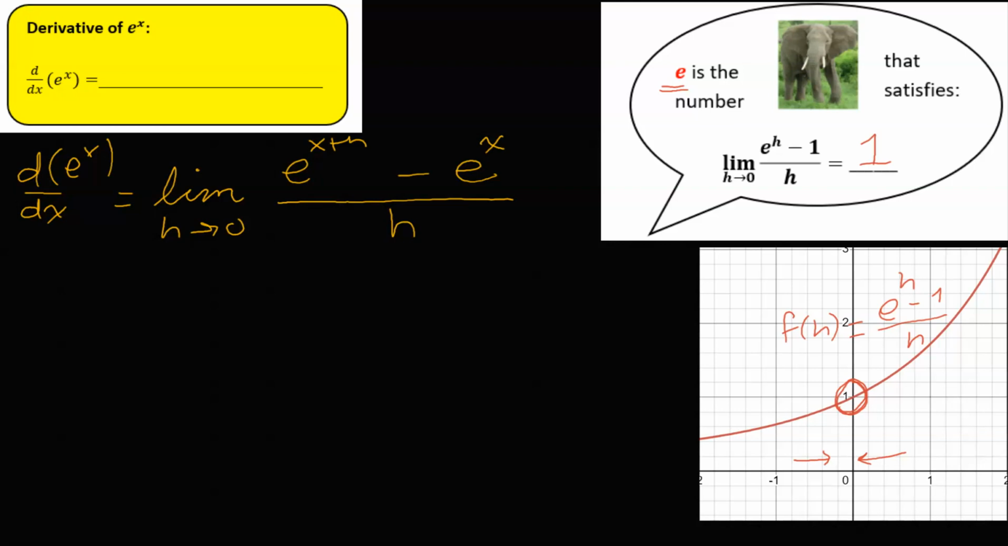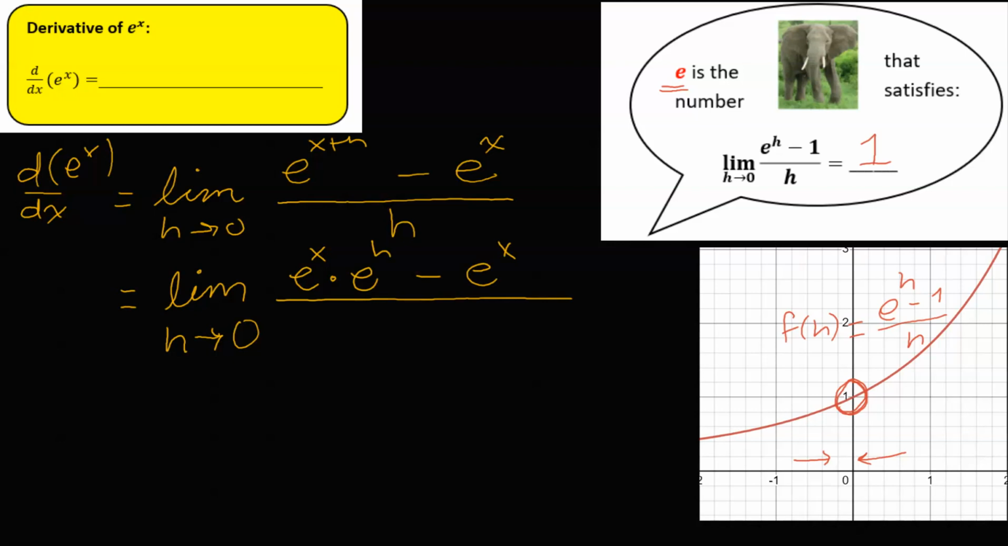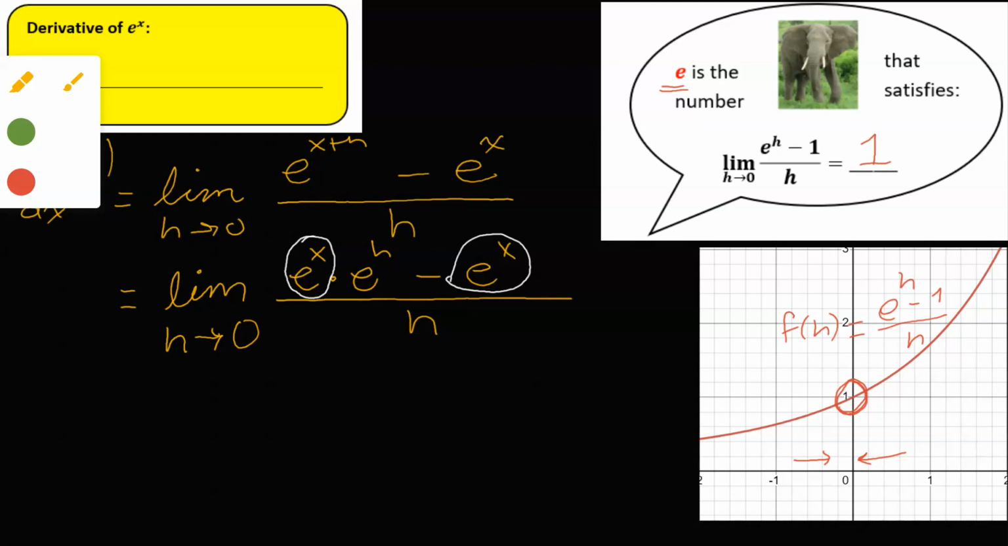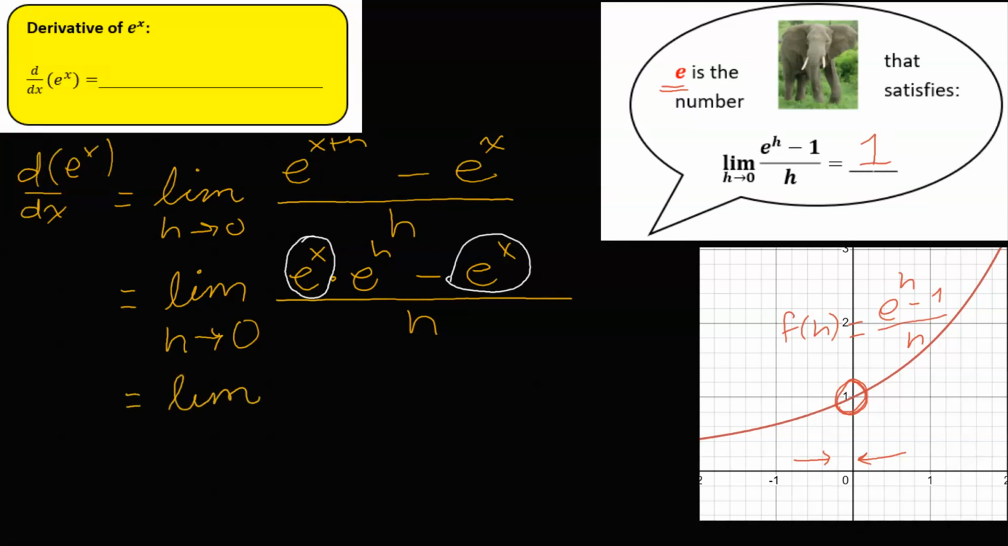Okay, so something to notice too is, when do you add an exponent? You add an exponent when you are multiplying exponential expressions with the same base, right? So e to the x plus h is the same as e to the x times e to the h minus e to the x over h. And if you notice, you have e to the x in common right here. So we can factor out e to the x.